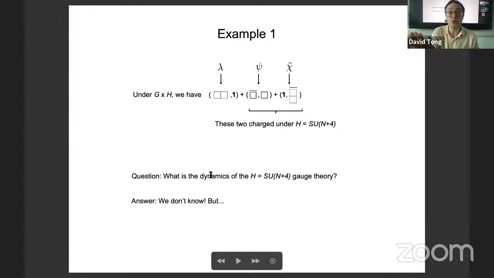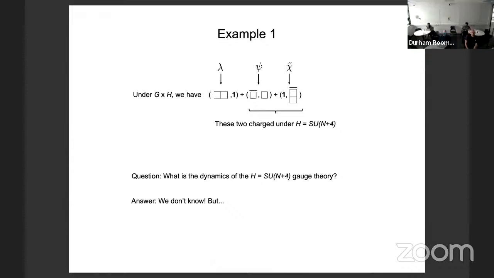And so now we have a question to answer. The question is, what is the strong gauge dynamics of this chiral SU(N+4) gauge theory? And the answer is, we don't know. I'll tell you what we think we know about it next. Are there any questions about the setup, though, and how the hope is that this might give symmetric mass generation? Can you go back a slide?